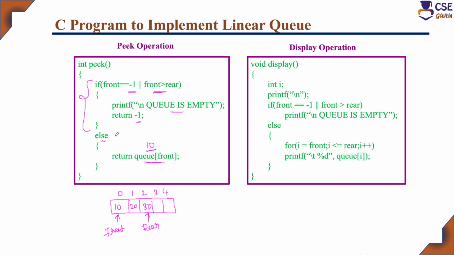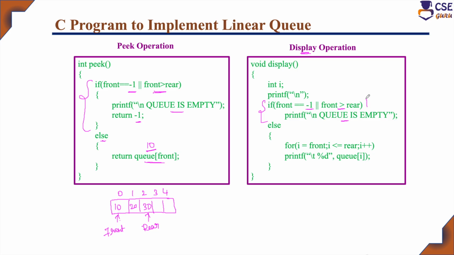It is just like the peek operation in stack. In stack, it will display the top element of the stack, but here in Q, it will display the front element of the Q. That is the difference here. And the display operation: here also it will check whether the Q is empty or not, that is, front is minus 1 and front greater than rear, meaning Q is empty. If the Q is empty, you cannot display the elements. There will not be any elements in the Q.